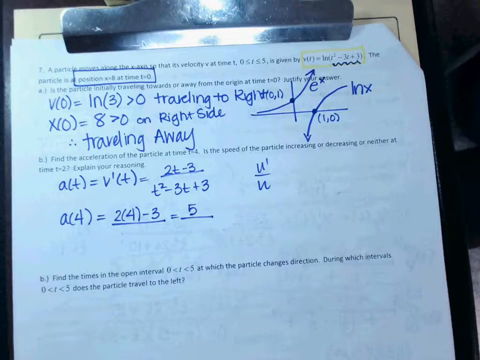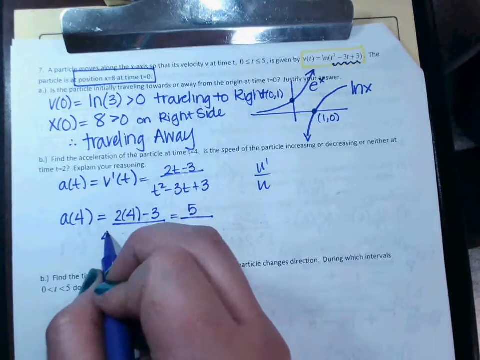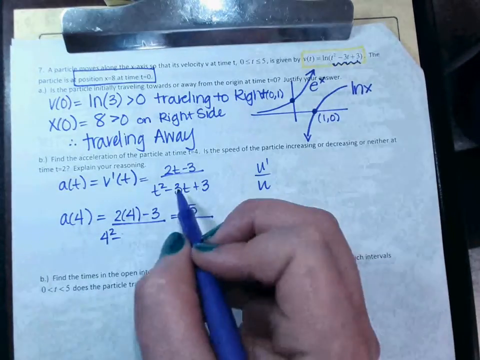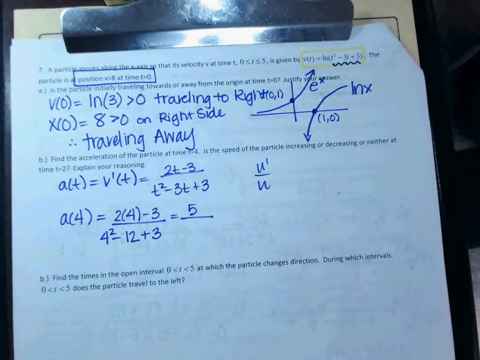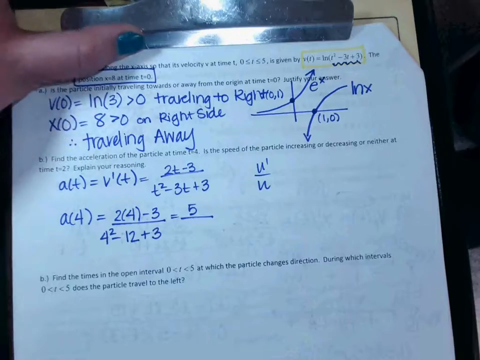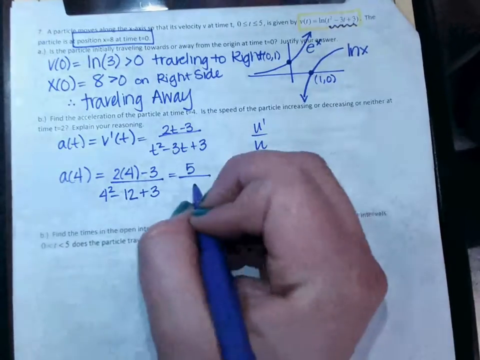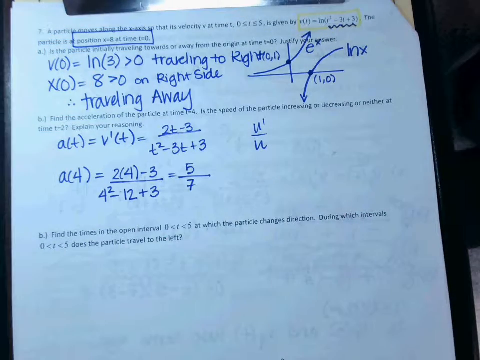And then on bottom, 4 squared is 16, minus 4 times 3 is 12, plus 3. 16 minus 12 is 4 left over, plus 3 more is 7.